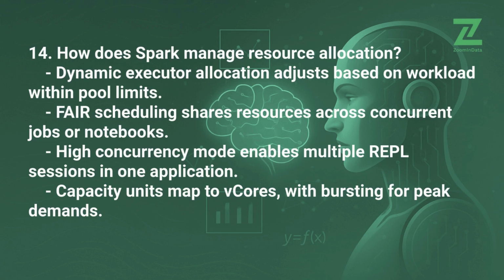14. How does Spark manage resource allocation? Dynamic executor allocation adjusts based on workload within pool limits. Fair scheduling shares resources across concurrent jobs or notebooks. High concurrency mode enables multiple REPL sessions in one application. Capacity units map to V-cores, with bursting for peak demands.